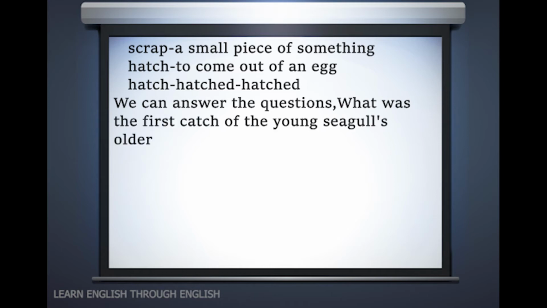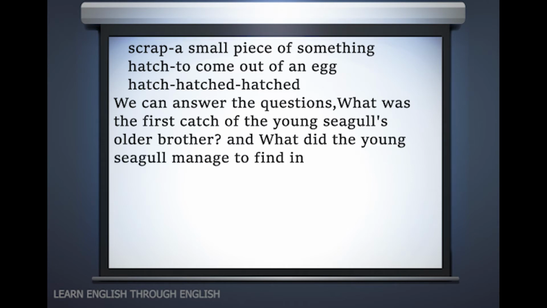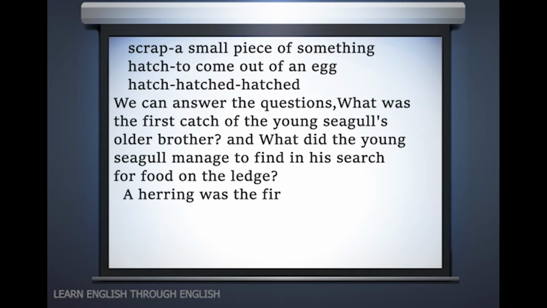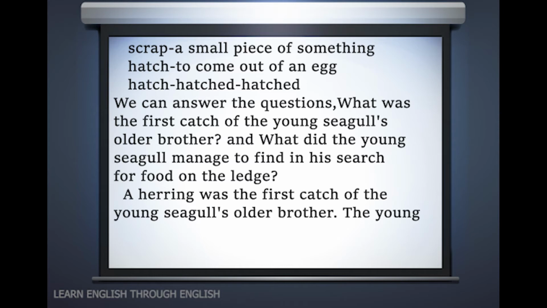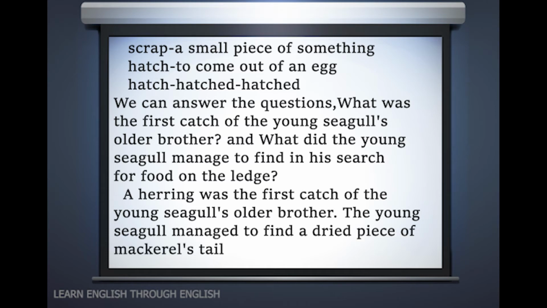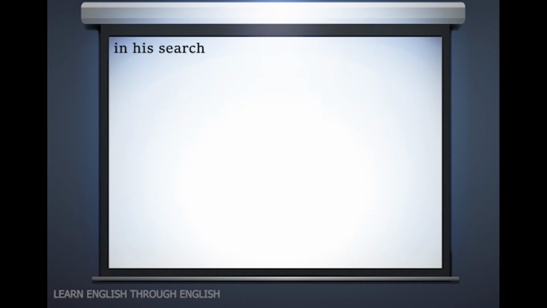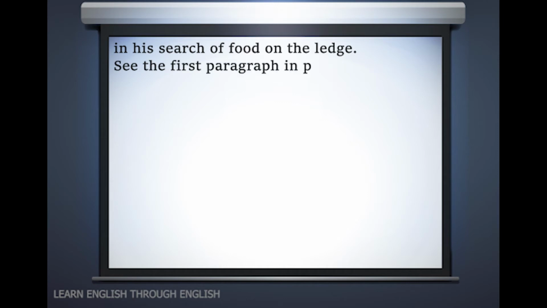We can answer the questions. What was the first catch of the young seagull's older brother, and what did the young seagull manage to find in his search for food on the ledge? A herring was the first catch of the young seagull's older brother. The young seagull managed to find a dried piece of mackerel's tail and dried pieces of eggshell in his search for food on the ledge. See the first paragraph in page 3.